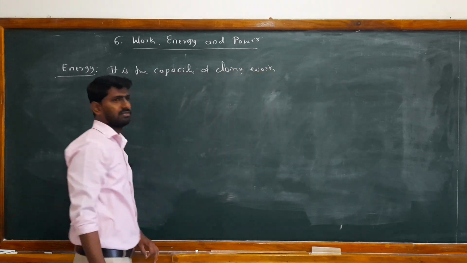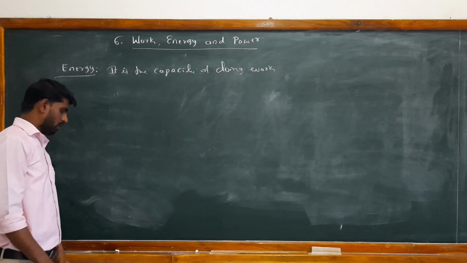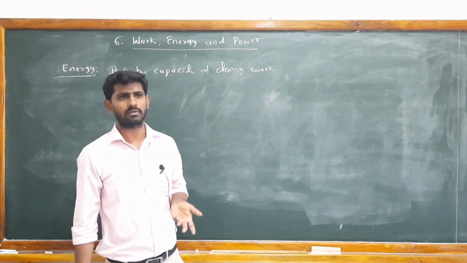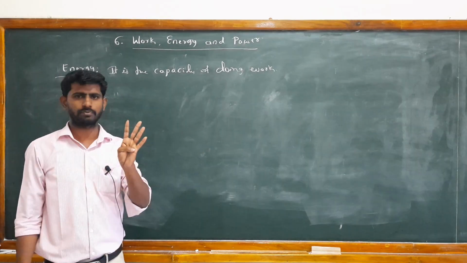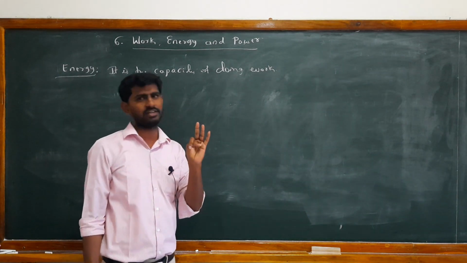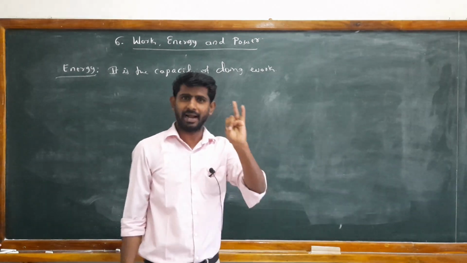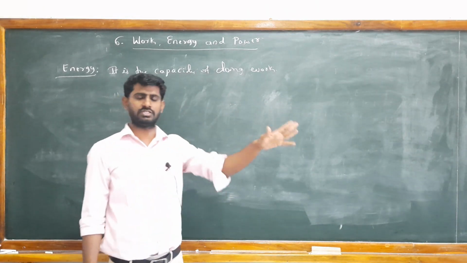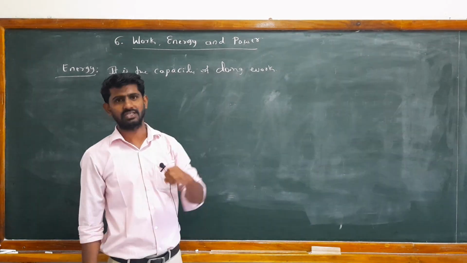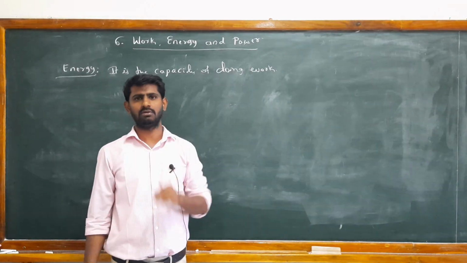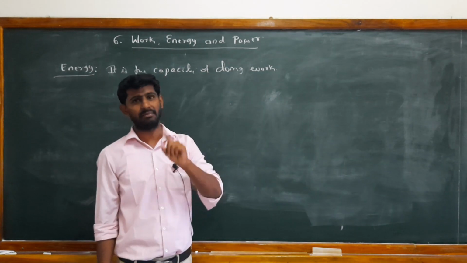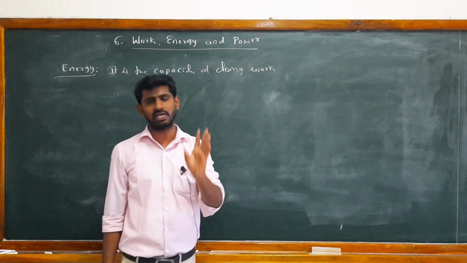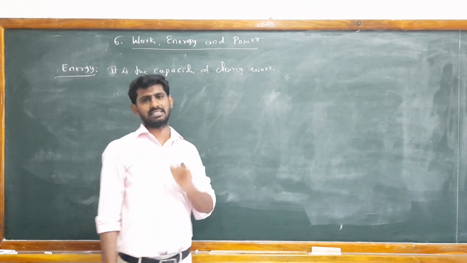So this is called energy. You may have observed many types of energy, like heat energy, mechanical energy, electrical energy, magnetic energy, light energy. There are so many energies. For all of them the SI unit is the same, that is joule, and the dimensional formula is the same, ML squared T to the power minus 2.